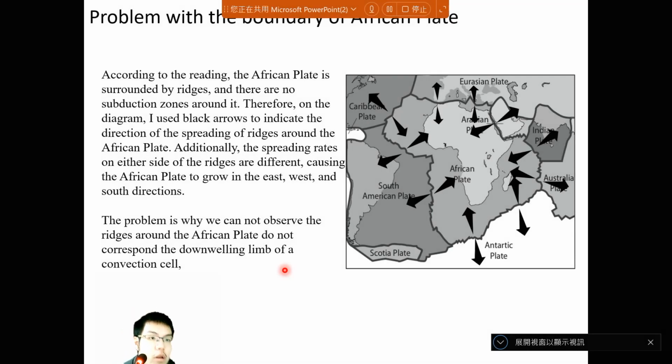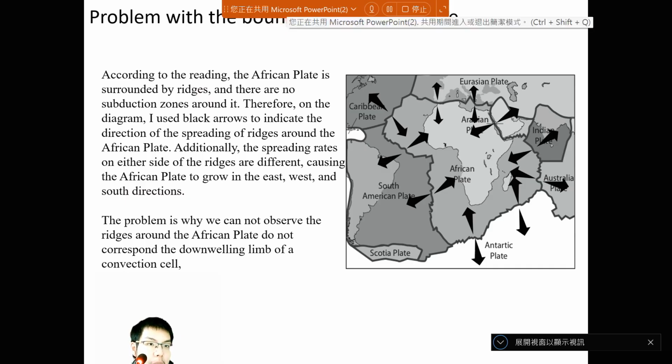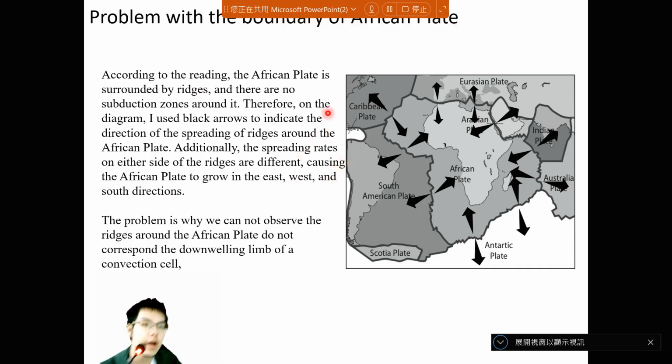Today I'm going to talk about the problem with the boundary at the African plate. The African plate is surrounded by ridges, and there are no subduction zones around it. Therefore, on the diagram, I use spreading arrows to indicate the direction of spreading of the ridges around the African plate. The spreading rates on either side of the ridge are different, causing the African plate to grow in the east, west, and south directions.